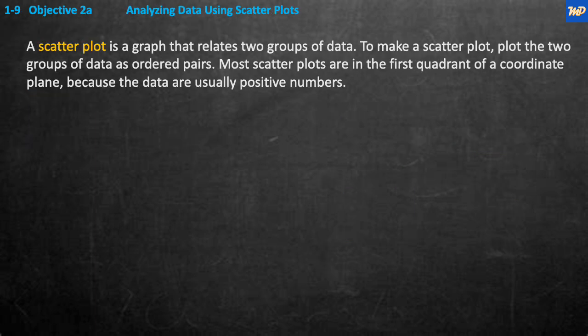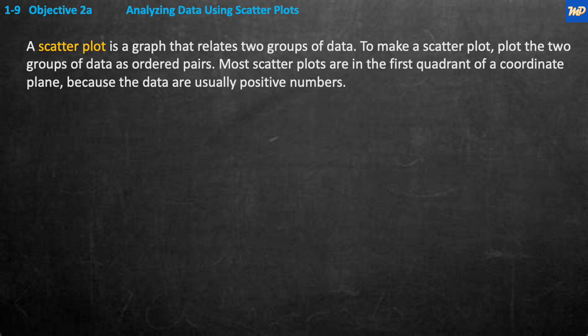Okay, objective 2A, because there's another slide that follows this. Analyzing data using scatter plots. A scatter plot is a graph that relates two groups of data. To make a scatter plot, plot the two groups of data as ordered pairs. Most scatter plots are in the first coordinate plane, or excuse me, in the first coordinate. Sorry for reading that wrong.